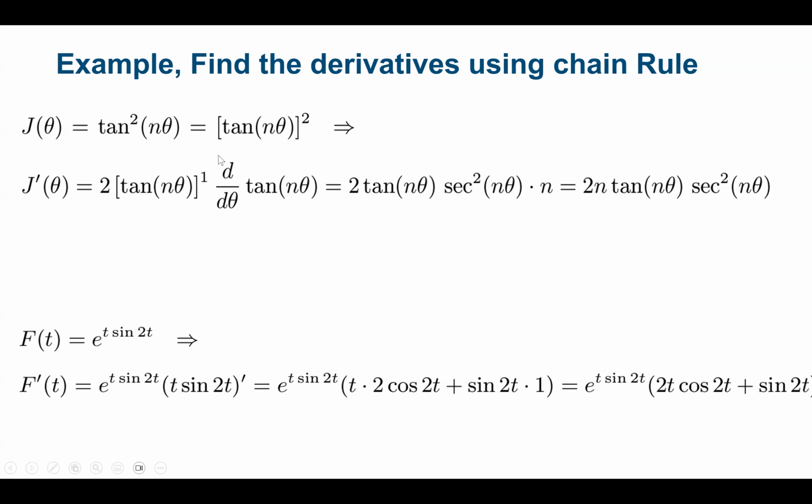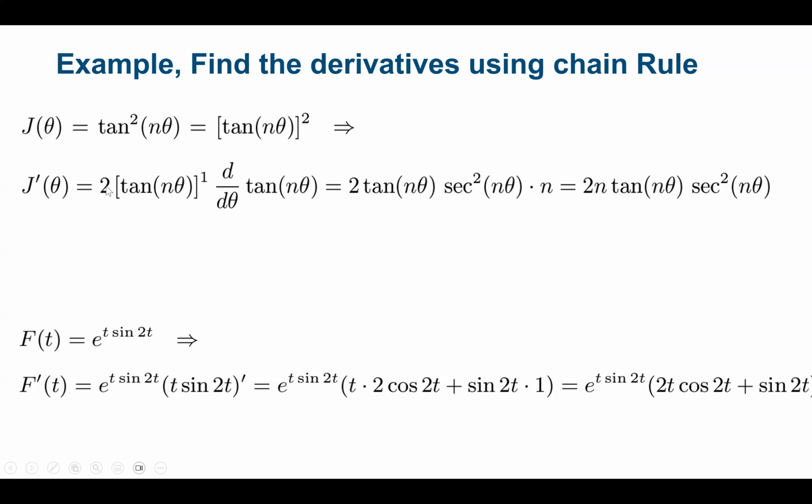So using the power rule, we get 2, which is the exponent, times tan n theta, and 2 minus 1 will give us 1. Then we find the derivative of tan n theta. The derivative of tan n theta again will give us sec square n theta times n using the chain rule.